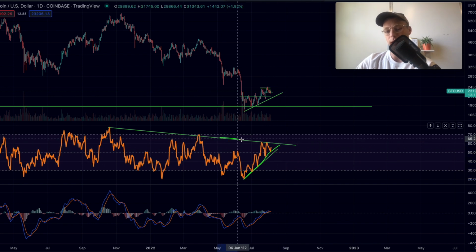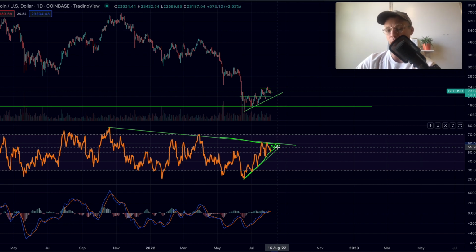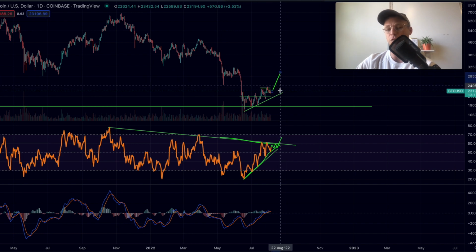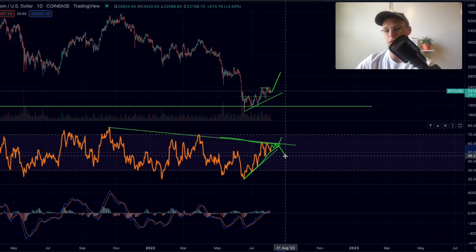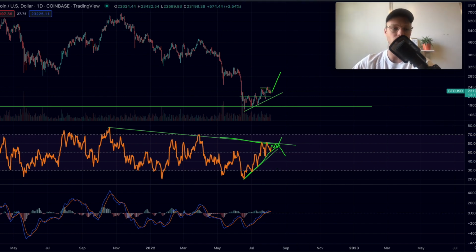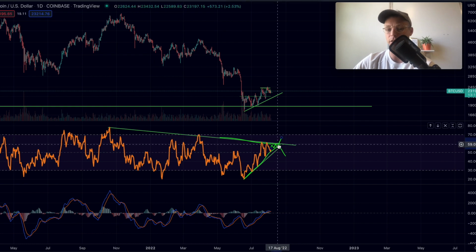So we are getting squeezed into this pattern on the daily time frame, and I think this breakout might be very significant. If we break out to the upside, we definitely can see a nice spike in the Bitcoin price. But if we break out to the downside, that might be an early signal that Bitcoin is going to see lower levels. So those are the signals that I'm basically watching at the moment.